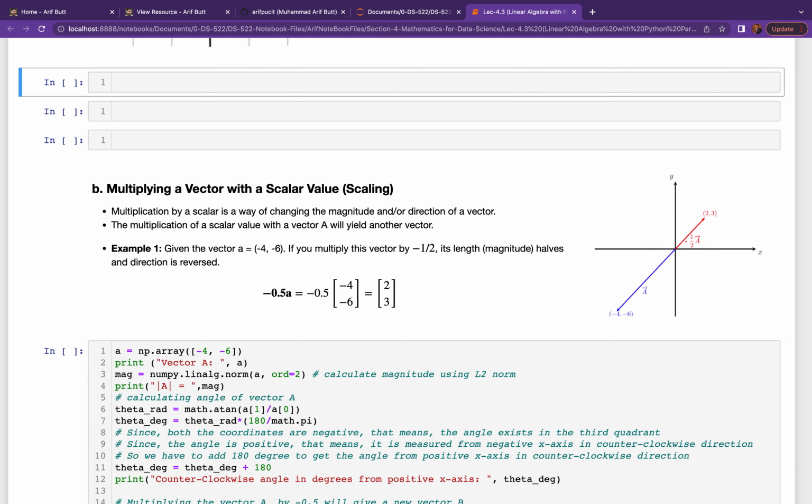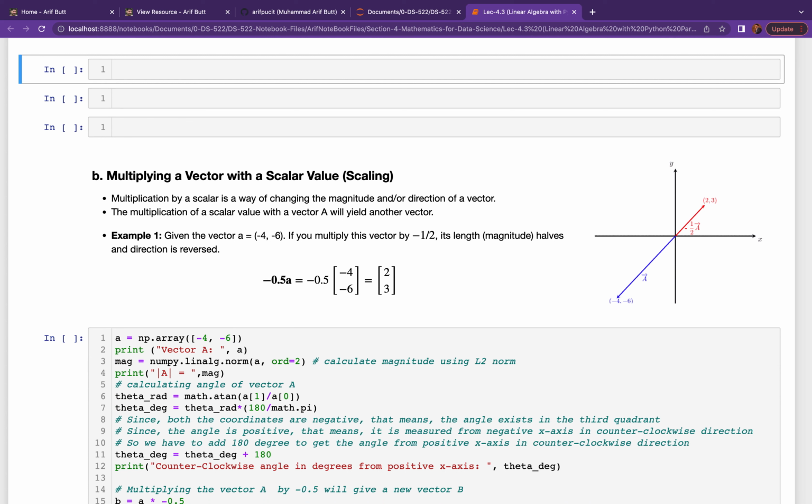Okay, so let's move on to the scaling part. My dear students, after addition, the second fundamental operation that we perform on vectors is scaling, and that is multiplying a vector with a scalar value, which can change the magnitude of a vector and can reverse the direction of the vector as well if the scalar value is negative.